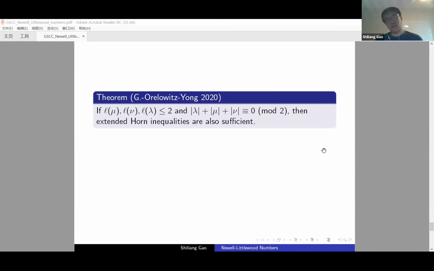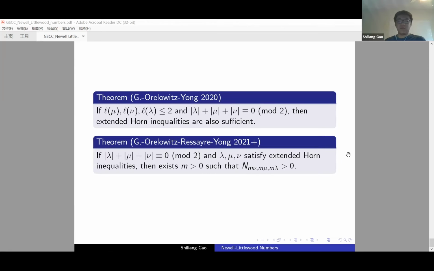Right, and in fact, what about the other direction? What about the sufficient part? We showed that if the lengths of mu, nu, and lambda are all at most 2, and the size of lambda plus size of mu plus size of nu is an even number, and this condition is a trivial condition in the sense that if it is odd, then the Newell-Littlewood number is trivially 0, then these extended Horn inequalities are also sufficient.